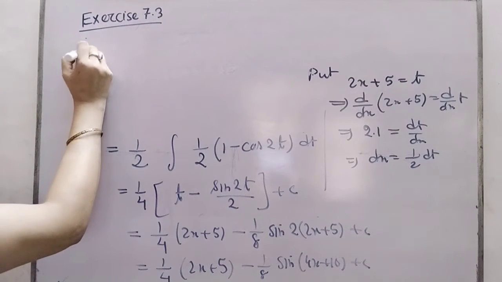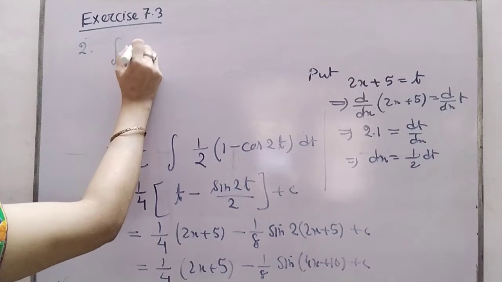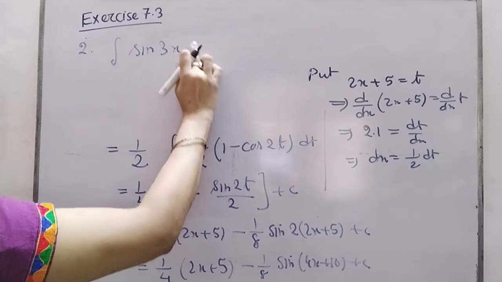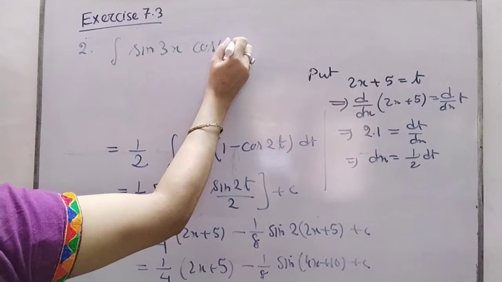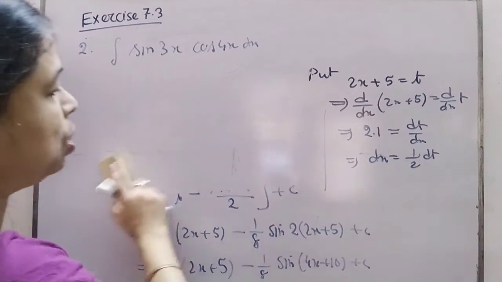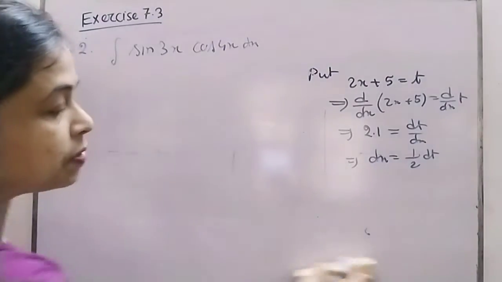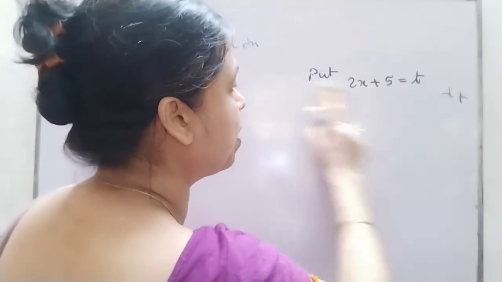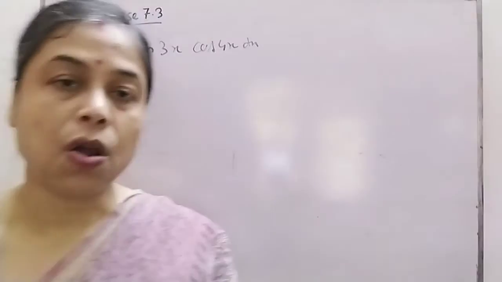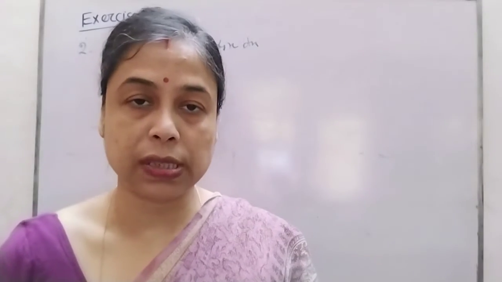We have to know various methods in case of trigonometric substitution. Integrate sine thrice x and here we have cos 4x into dx. When this type of question is there, this type meaning when you have the product of sine of an angle and cosine of another angle, or sine and sine, or cos and cos, like that.